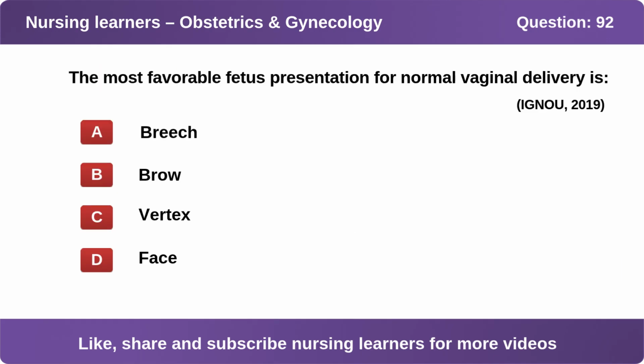Question 92. The most favorable fetus presentation for normal vaginal delivery is A. Breech, B. Brow, C. Vertex, or D. Face.